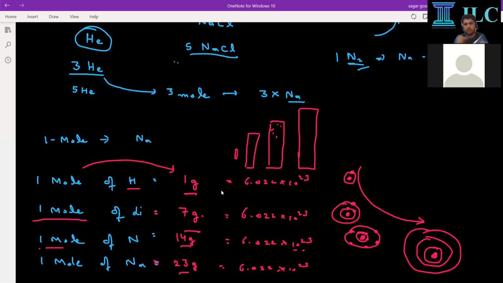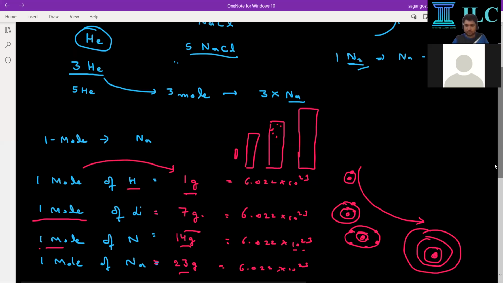Got it? And both are one mole. One mole means one room. So in one room the weight is smaller because they contain babies only, and in the other the weight is very large. And the number is still the same. I'm just giving the analogy so that you can understand and relate all these things.